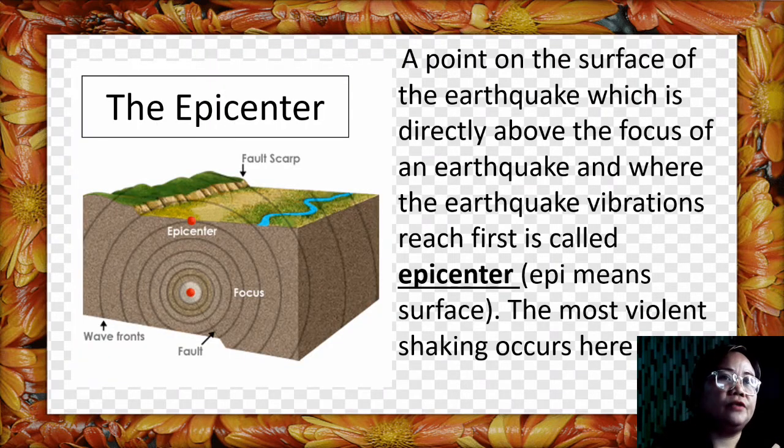The point on the surface of the earth which is directly above the focus of an earthquake, and where the earthquake vibrations reach first, is called the epicenter. Epi means surface. The most violent shaking occurs here.